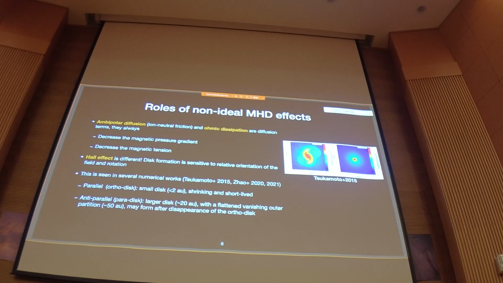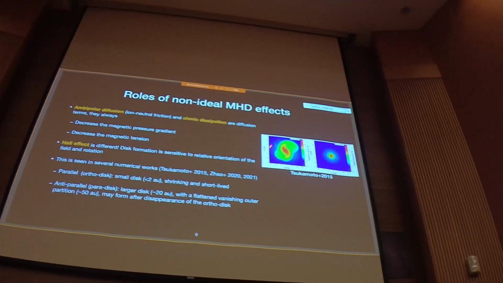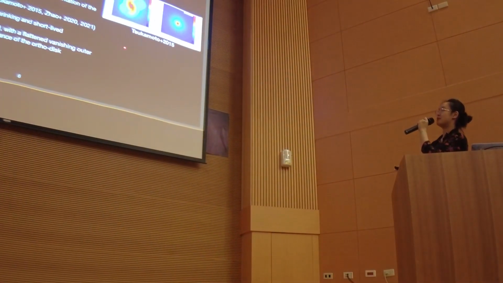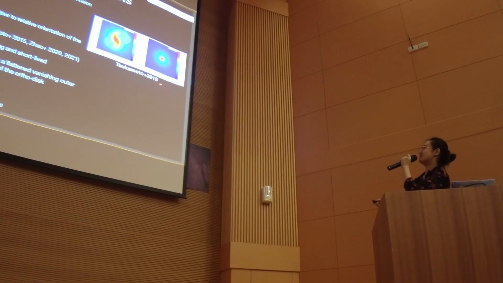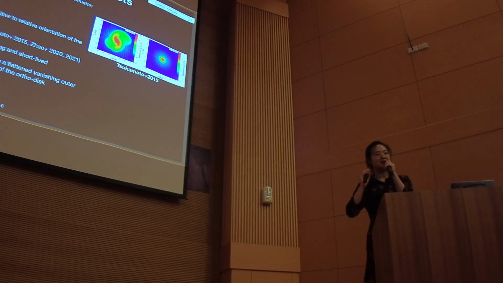This is the reason why some people perform simulations with the Hall effect and they see a bimodality in disk formation. We have an angular momentum vector and a magnetic field vector. When those two vectors are parallel, you see something like this. You form a disk, if I don't mistake. Yeah, when they are parallel, this is the parallel case. You form a very small disk, like a few AU, less than 10.